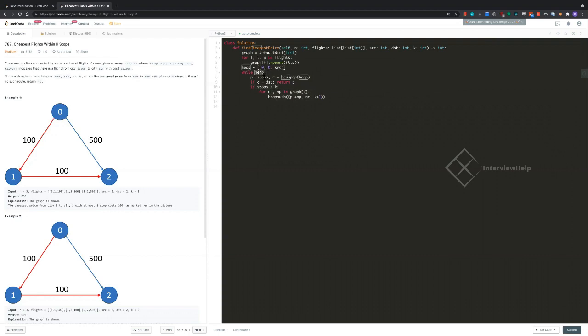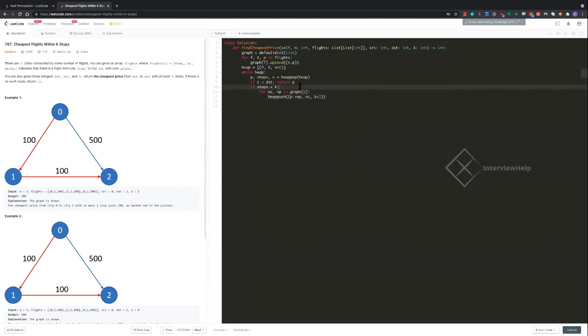So basically, I'm keeping in my heap, I'm popping the price, stops, and city. If the city is the destination, I'm going to return the price. And I basically check if stops is less than k. Then if stops is less than k, then I know I can continue adding to the heap.